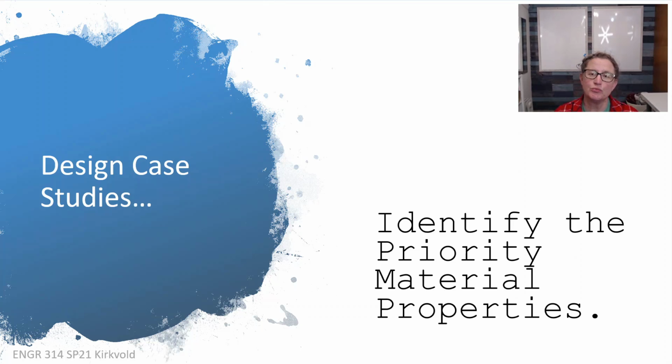Today I'm going to present a series of engineering design case studies. Specifically, they're going to be product design, okay? And your job is to identify the priority material properties for each of these cases. Determine which properties are the most critical to the success of the design. All right, there's going to be 4 case studies.